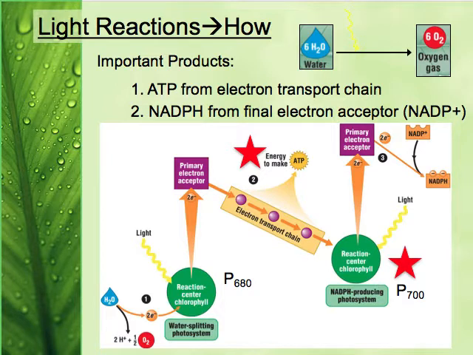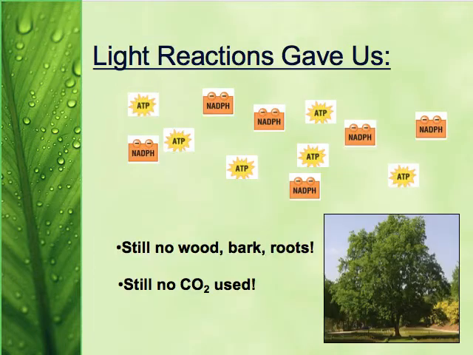As these electrons are transferred along an electron transport chain, the final electron acceptor is the reduction of NADP+ to NADPH. Where does NADP+ come from? It's already found floating around in the grana. So at the end of the light reactions, we have a ton of energy molecules and electron carriers. We have NADPH loaded with electrons, and we have ATP.